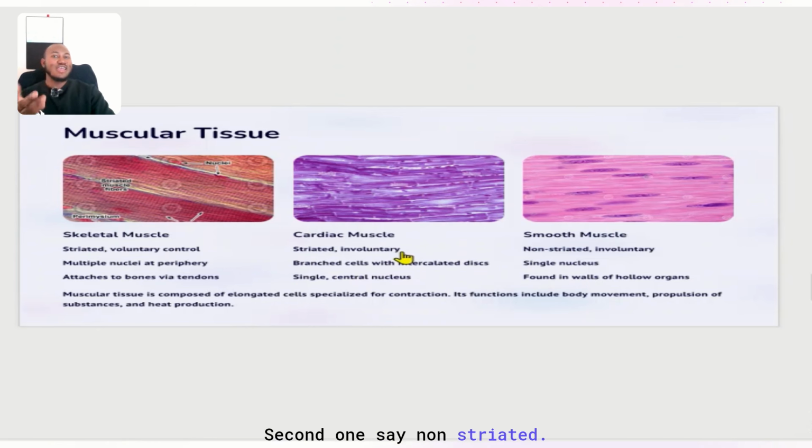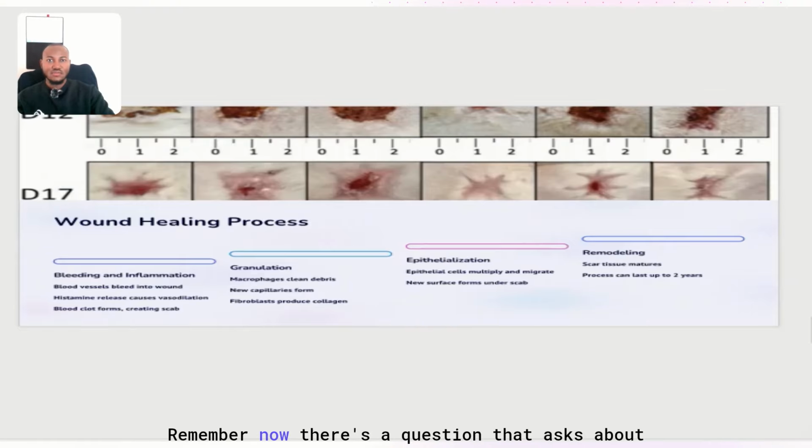Second one is non-striated, that's out. The third one says non-striated, that's out. The fourth one says striated and involuntary, that's also out. The answer should be striated and what? Voluntary. When they're talking about cardiac, it is striated and involuntary. When they're talking about smooth, it is non-striated and involuntary. Remember.